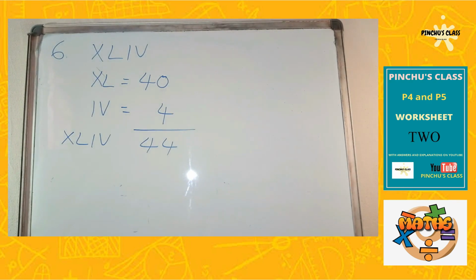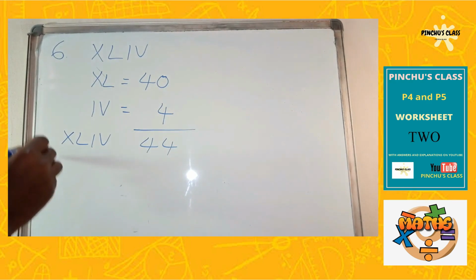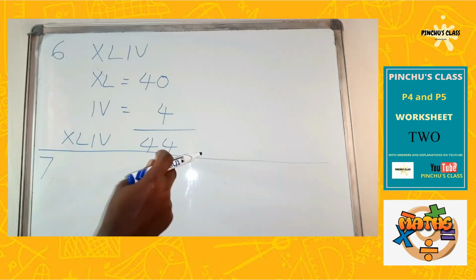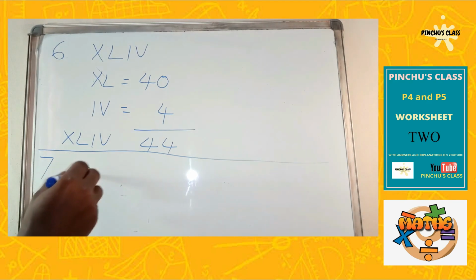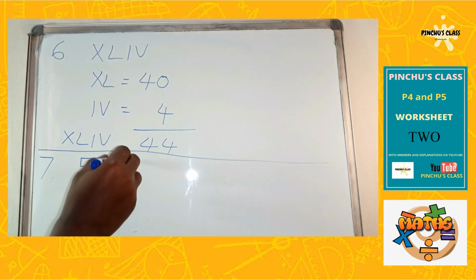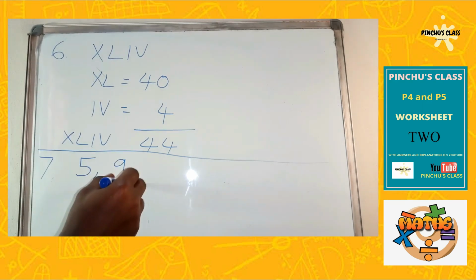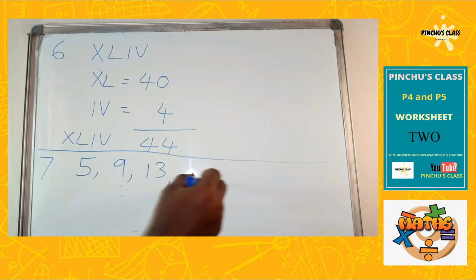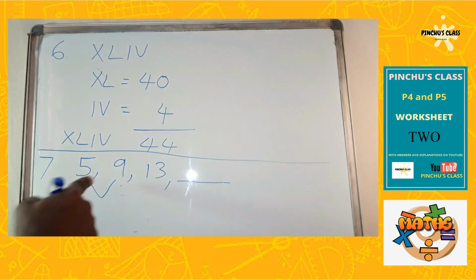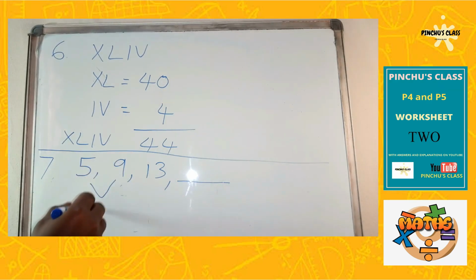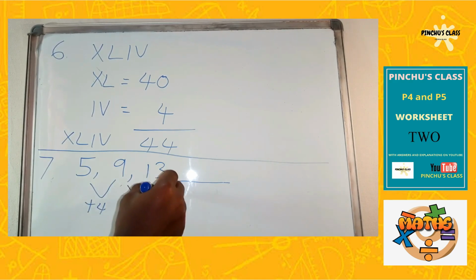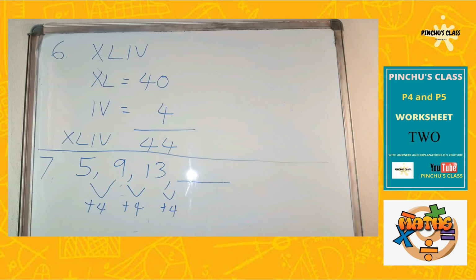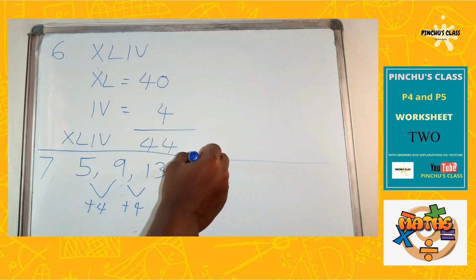Let's go to number 7. Number 7, we have to find the next number in the sequence. So we have 5, 9, 13, and there is a missing number. First of all, what have they done to 5 to get 9? They have added 4. Then for this one, they have added still 4. So we are also going to add 4, and our answer is going to be 17.